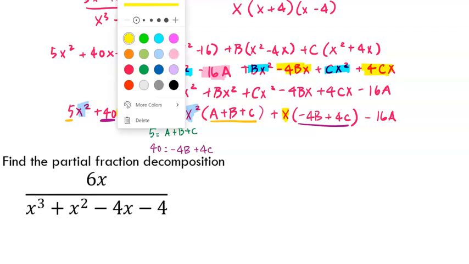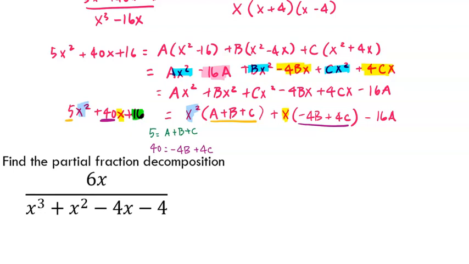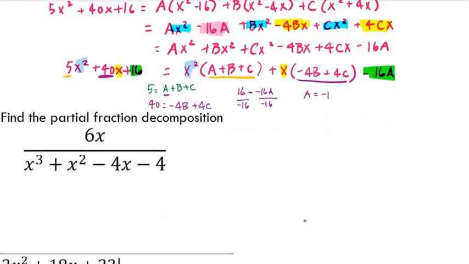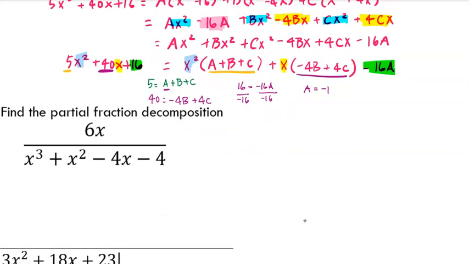Now all we have left over is that 16 is going to go with this constant right here. And this is not that hard because look, we're only solving for one variable. So we have 16 equals negative 16a. Divide both sides by negative 16, a equals negative 1. Let's go ahead and put a equals negative 1.